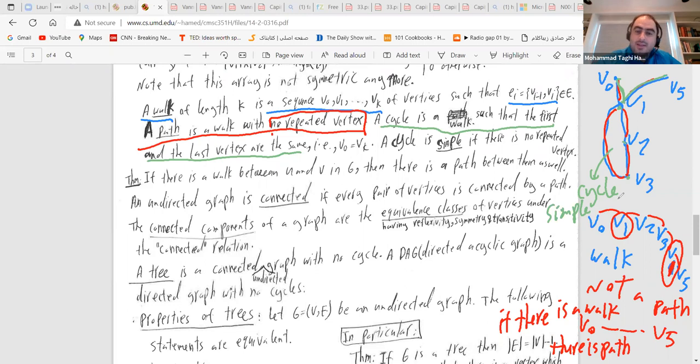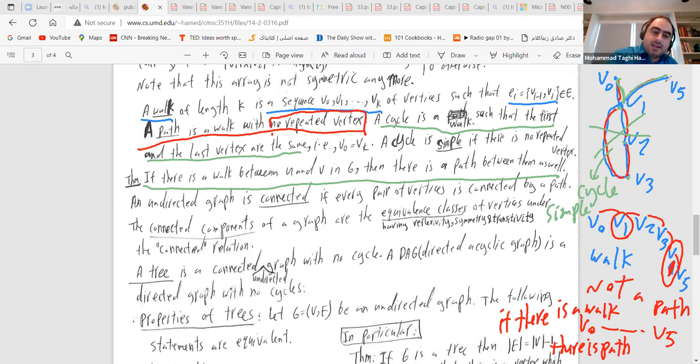And this is the idea, the theorem that I have mentioned, which is important. If there is a walk between two vertices u and v, then there is a path between these two as well. Why? Because whenever you come to a vertex which is repeated, you can simply delete this part from the walk and then continue with the rest. At the end, because you have removed all the cycles, there is a simple path between v0 and v5 in this case. Good. So walk and path are essentially the same in terms of connectivity.